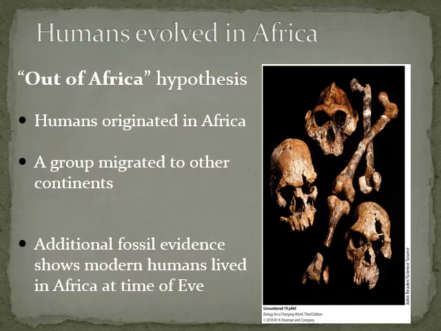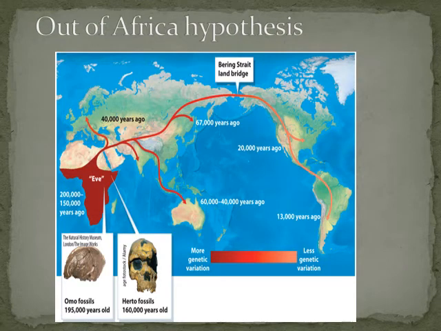This started happening about, well, our modern day humans, Homo sapiens, started evolving about 200 to maybe 150,000 years ago. And there is additional fossil evidence that shows that modern humans lived in Africa at the time of this mitochondrial Eve. The oldest fossils they found in Ethiopia are about 160 to 195,000 years old, which is right at the time that they placed mitochondrial Eve. So it's pretty interesting. We find Eve somewhere close to Ethiopia. I know I just circled the whole continent.